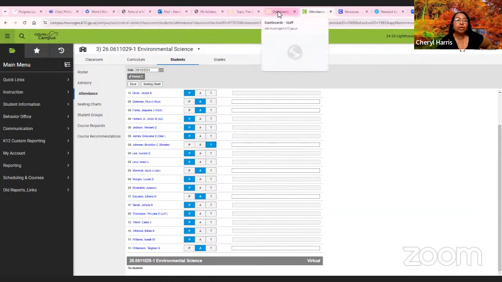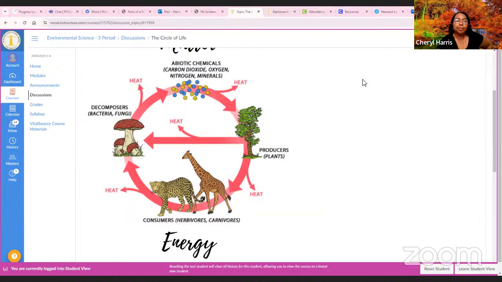Oops, sorry about that. I keep forgetting my screen shares both.